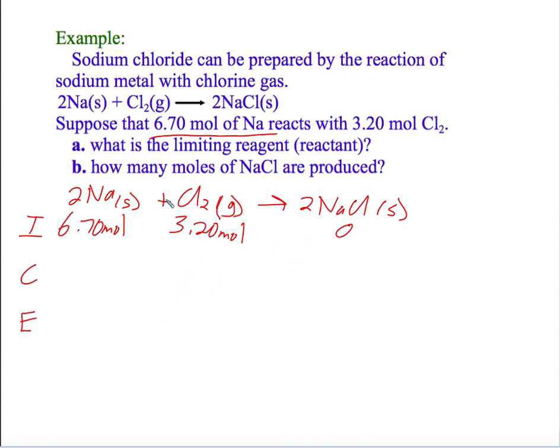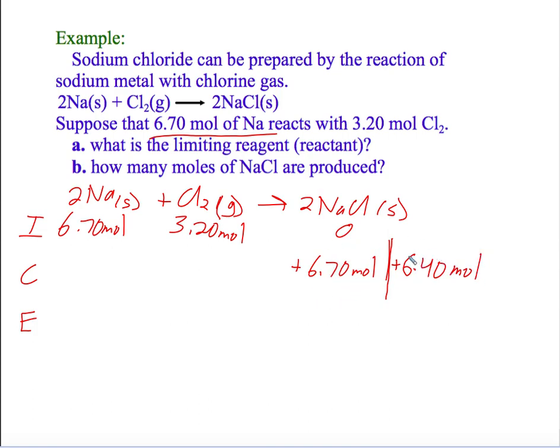My change. So if I use up all of my sodium, because sodium and sodium chloride have a 1:1 ratio, I'm going to make plus 6.70 moles of sodium chloride. On the flip side, if I have 3.20 moles of chlorine, because this is a 1:2 ratio, I'm going to have to double my 3.20 because I'm going from 1 mole of chlorine to 2 moles of sodium chloride. So 3.20 times 2 is 6.40 moles, which is actually smaller than the 6.70 moles.